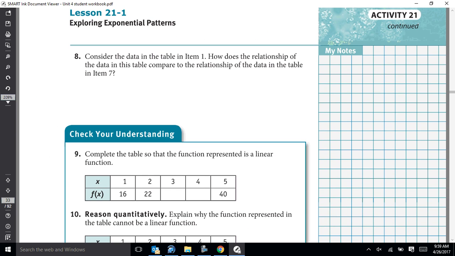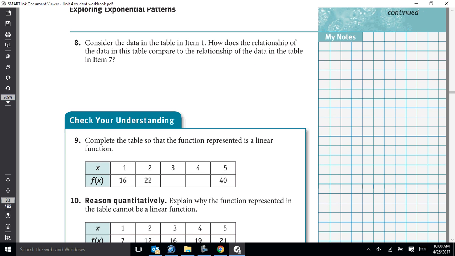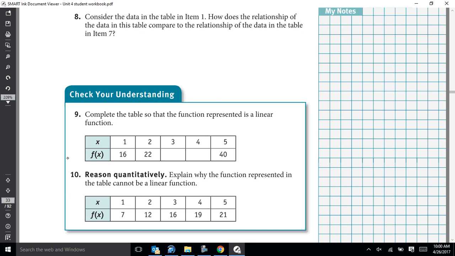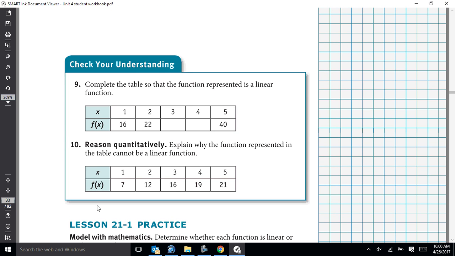So we want to consider the data in the table from item 1. How does this relationship of data compare to the data in the table of item 7? So with this one, we're dividing, so it's no longer, is this going to create a linear equation? Are we going to have a straight line? No. All right, so that is it for that.